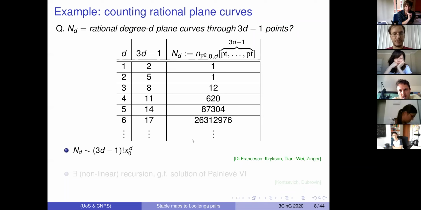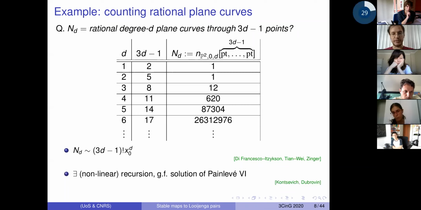And the third thing is that they grow really fast, and they grow factorially. As a matter of fact, there are sharp asymptotic estimates on the growth of these numbers. So they grow like 3D minus 1 factorial times an exponential. The base of the exponential is still unknown. And like I said, there is a nonlinear recursion, which is essentially the statement of the WDVV equation for this case.